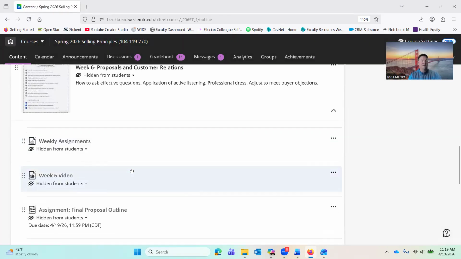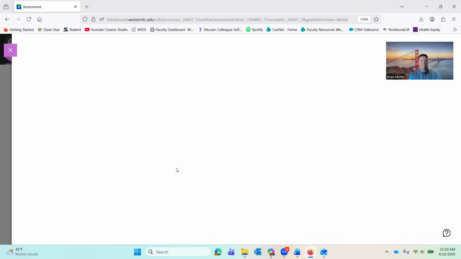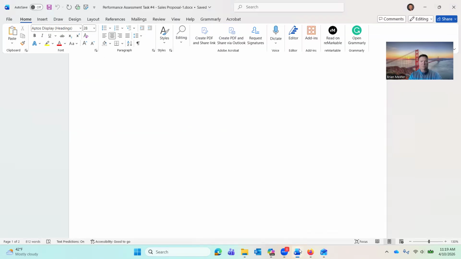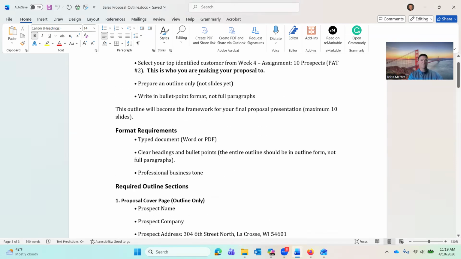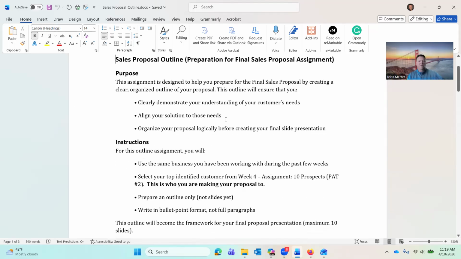So let's get into the final proposal outline. And in this assignment here, I've already opened it up. Go up to the top. There's going to be about 6 components of this, right? And so you're just going to put this in bullet form. You're going to demonstrate that you understand exactly what this is all about.